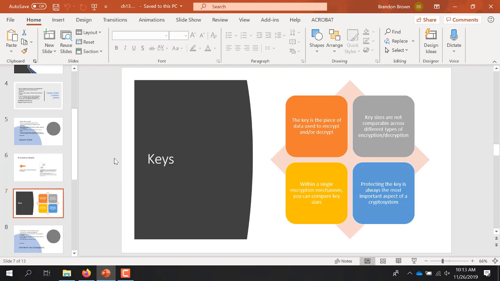So it's all about keys. So when we get into talking about symmetric cryptography versus asymmetric cryptography, the big difference is the number of keys that we're using. So the key is basically your password. It is used to either encrypt or decrypt or both your message. Key sizes are not comparable across different types of encryption, decryption algorithms.